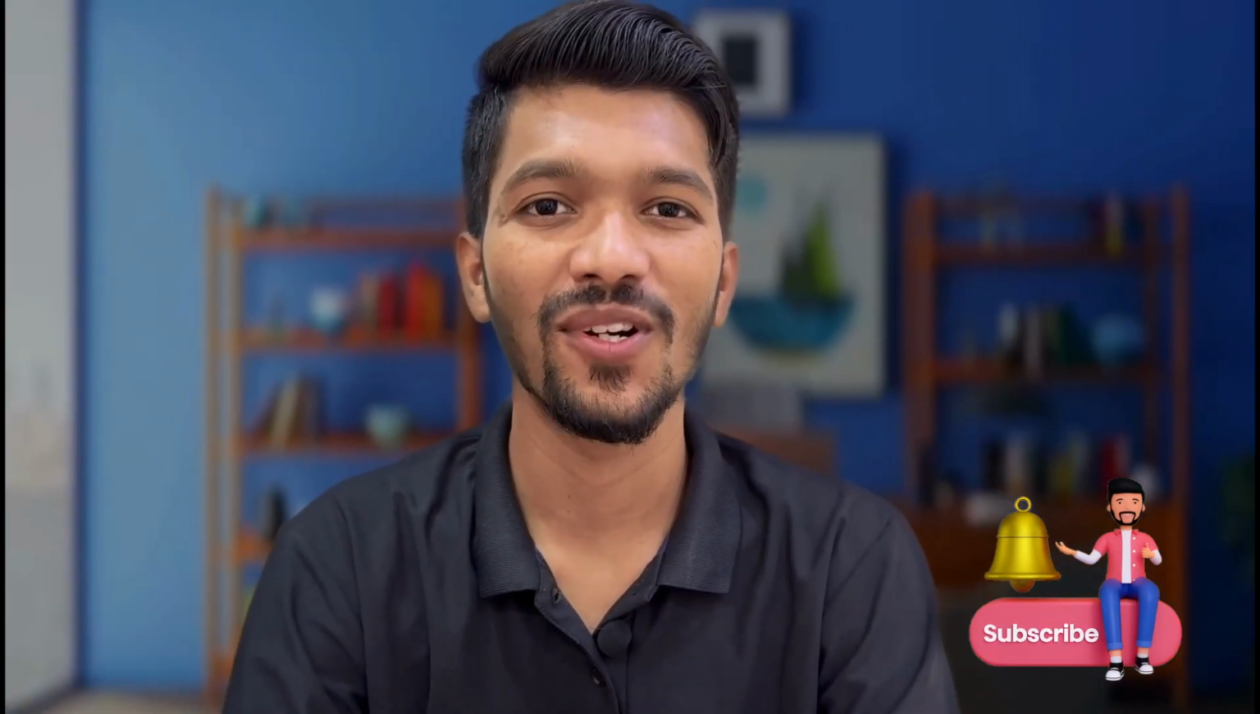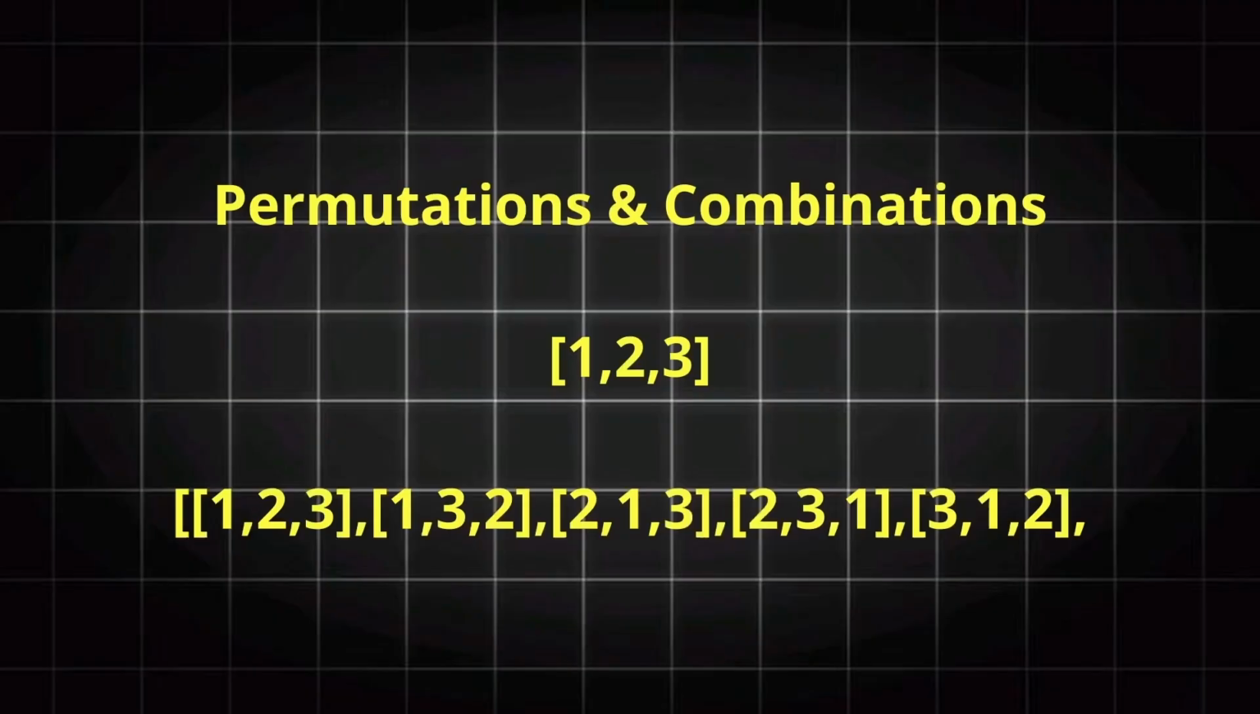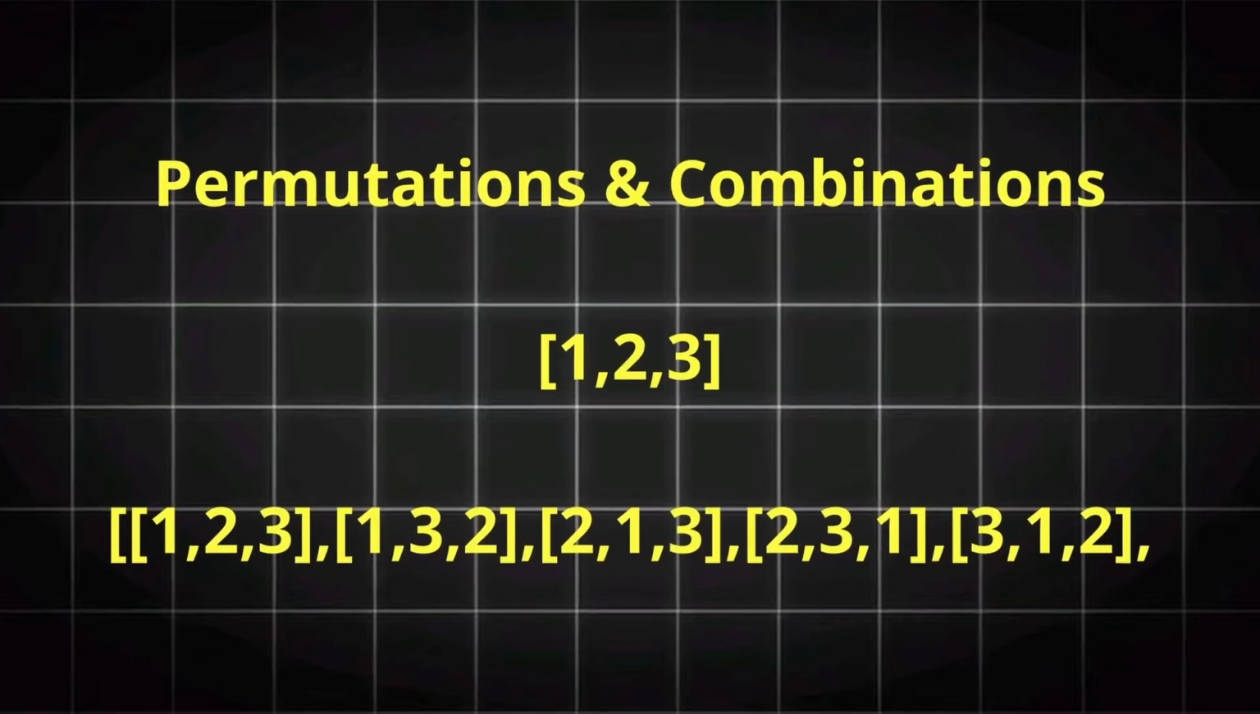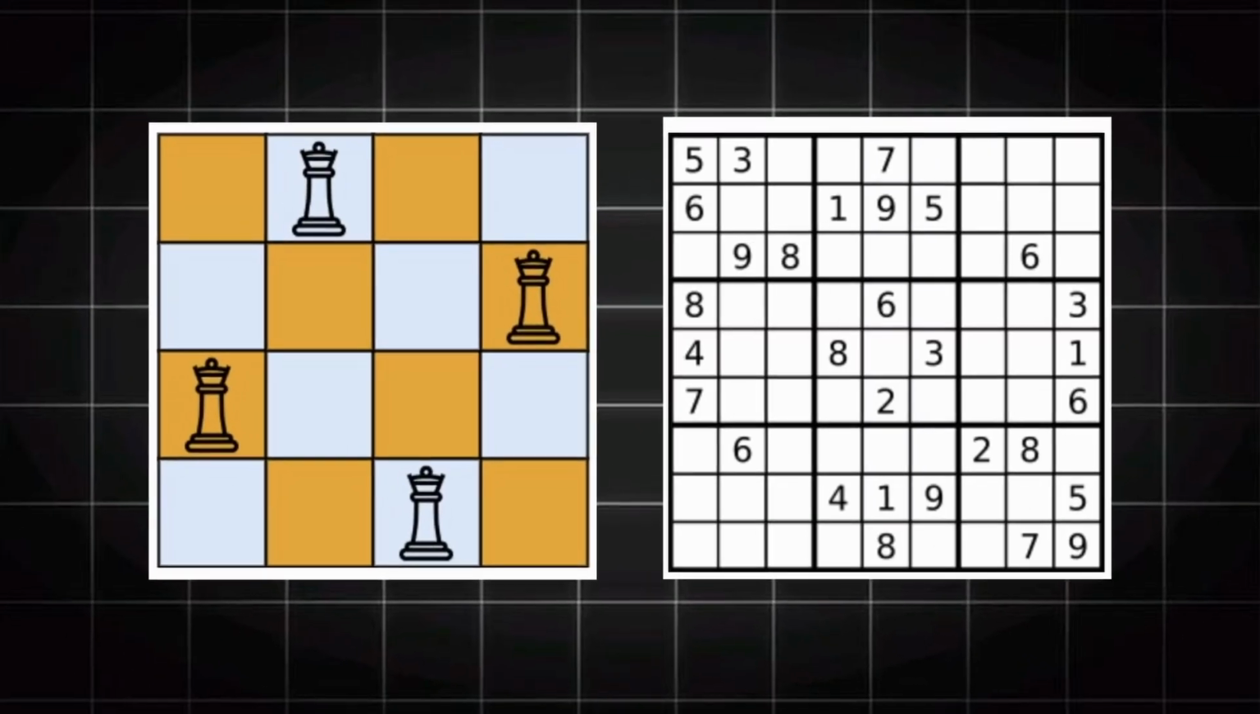Backtracking. Backtracking is one of the most powerful techniques, which is used to explore all possible choices and backtrack those choices which do not lead to a valid solution. Some of the problems on backtracking which you can practice are: generate all the permutations and combinations, and solve puzzles like N-Queens and Sudoku solver.